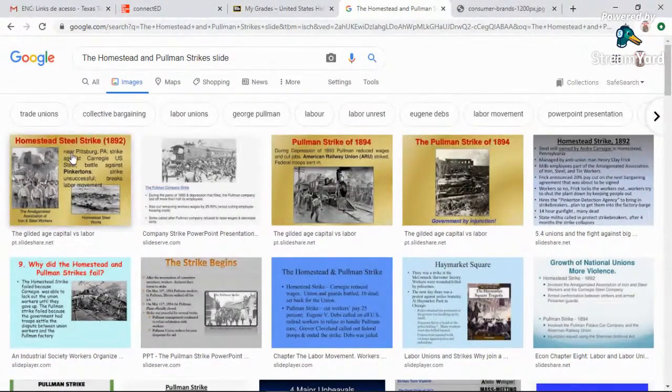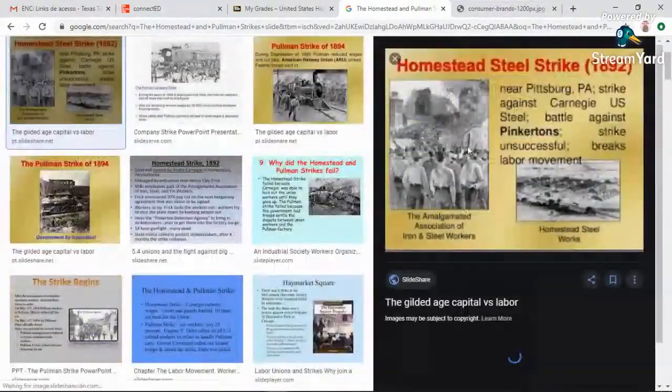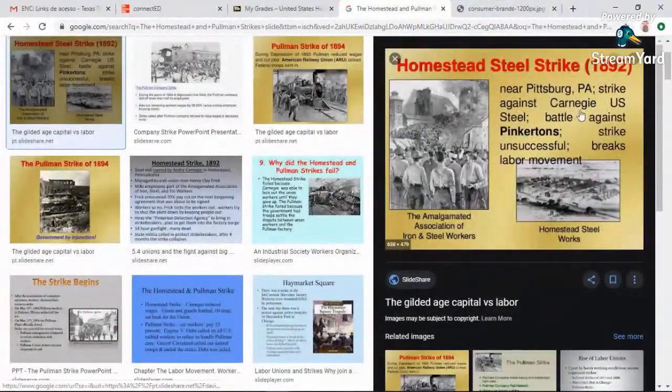There's the Homestead Steel Strike near Pittsburgh, PA, a strike against Carnegie U.S. Steel. Battle against Pinkerton. Strike unsuccessful. It breaks the labor movement.